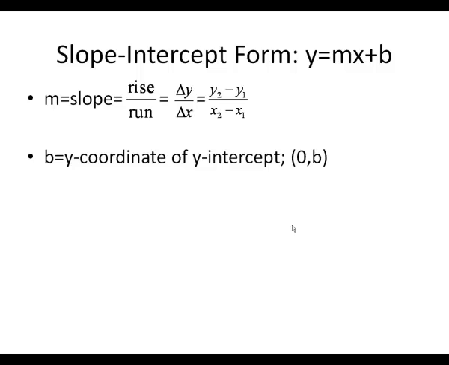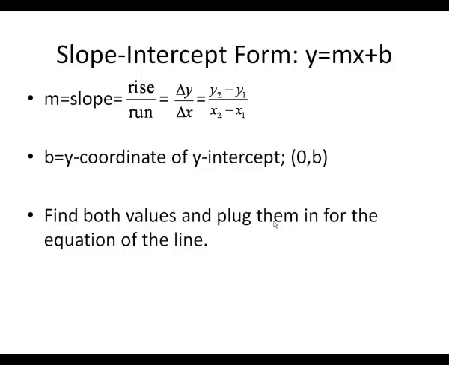The other value in that slope-intercept form that we will want to find is the b, which is the y-coordinate of the y-intercept. The y-intercept is the point 0, b, and that's the point where our line crosses the y-axis. If we can just find both of these values, we can plug them into that slope-intercept form in the spot for m and for b, and we'll have the equation for our line.